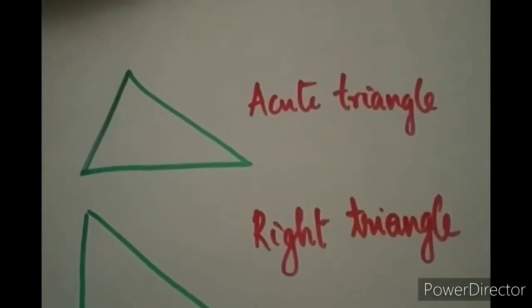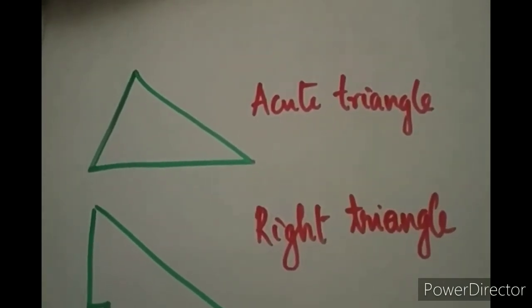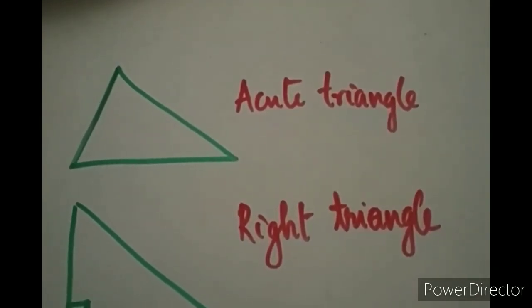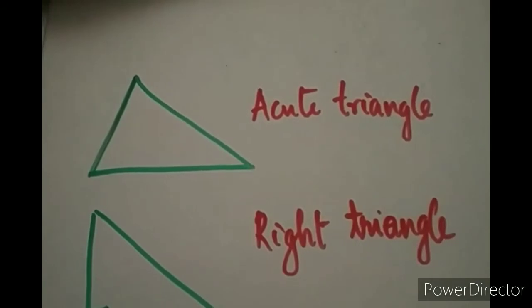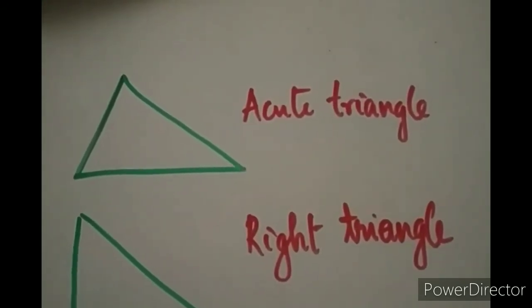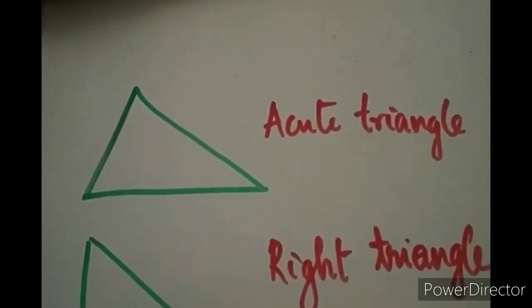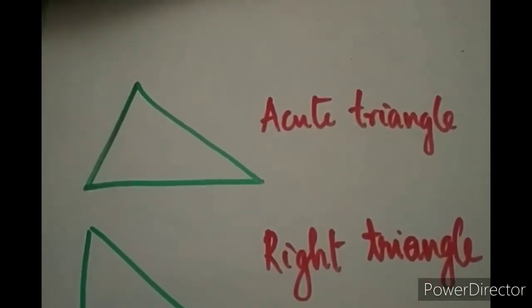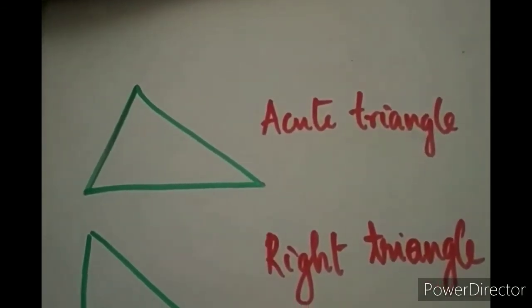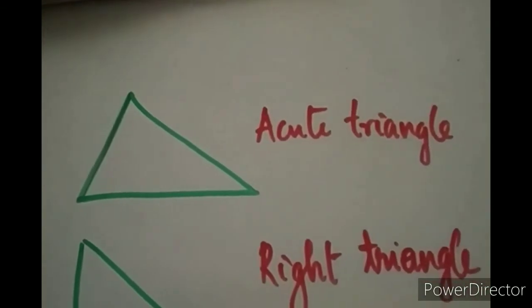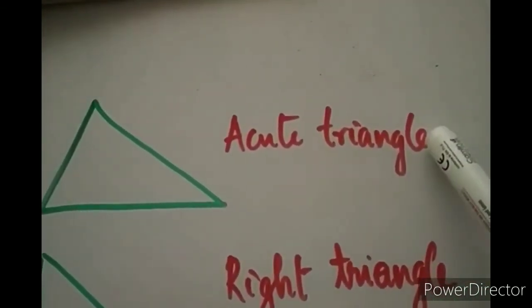Let us learn about different kinds of triangles. Triangles can be named based on their angles and the length of their sides. Let us learn what are the different names that we use to call triangles based on their angles. We know that a triangle has 3 angles, and if all the 3 angles of a triangle are acute angles, what is meant by acute angle? Angles less than 90 degrees are called acute angles. So if all the 3 angles of a triangle are acute angles, we will call such a triangle an acute triangle.